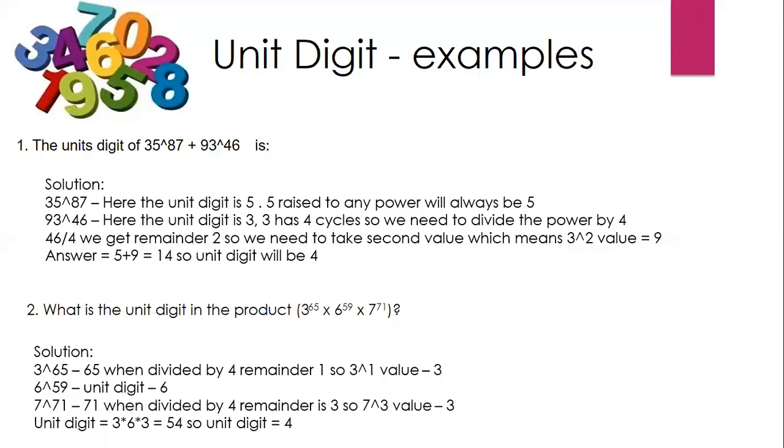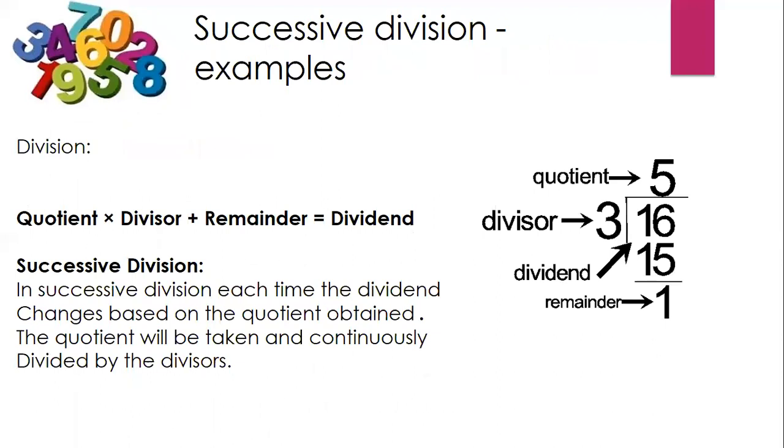So now the second case, it is successive division. It is just an easy problem. Division, we can say that quotient into divisor plus remainder will give me the dividend. This we will be knowing. But what is the difference between successive division and normal division? Successive division means each time our dividend changes based on the quotient obtained.